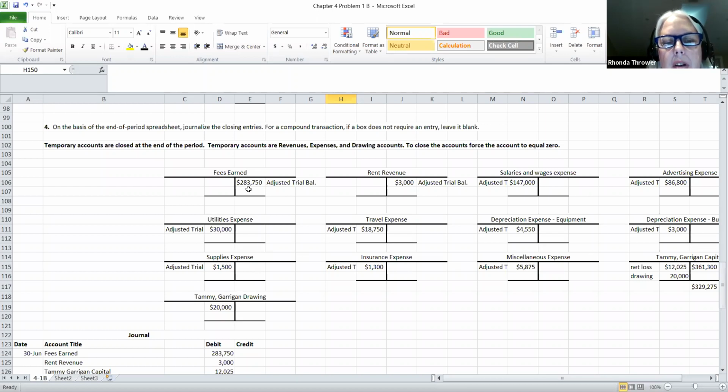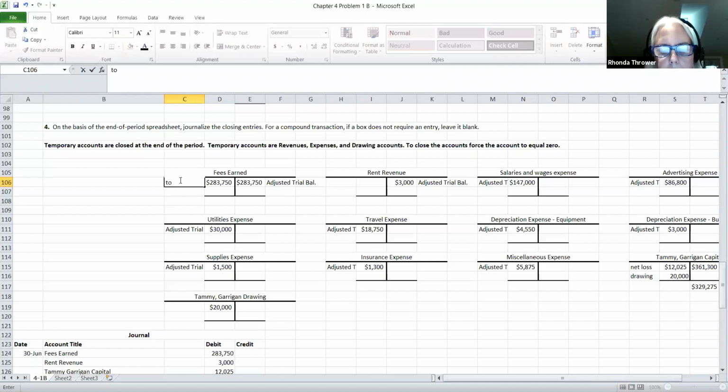And to close revenue, which has a credit balance from the adjusted trial balance, see, these T accounts represent ledger accounts. You have this amount in there. At the end of the period, after you have finished preparing your financial statements, you're going to want to get rid of this balance. We're going to close it out. And to do that, we simply debit the account for the amount that was credited. This will zero out the account. And this is what we call closing.